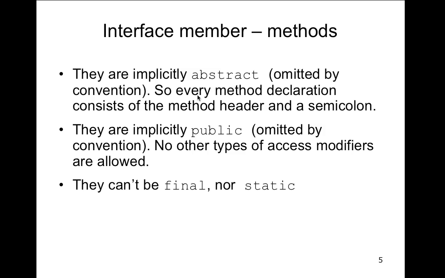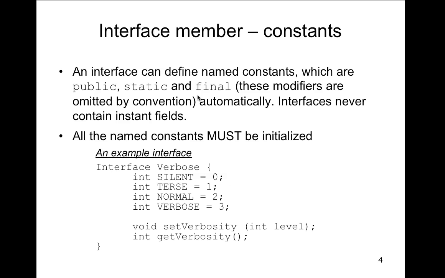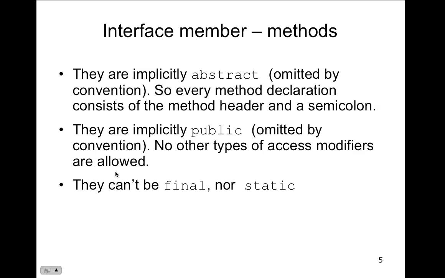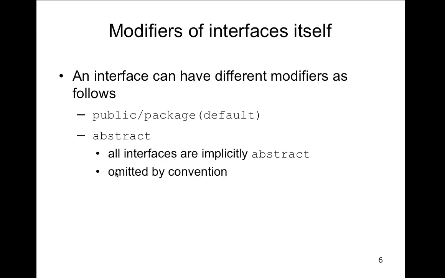They're implicitly abstract, but we omit the word abstract. So we never say abstract interface. It's kind of an assumption. And in some ways, the interface and the word abstract kind of go hand in hand. There are a lot of similarities between the two. They're also implicitly public, so we can omit that as well. In here, we just saw interface Verbose. We didn't see public. We didn't see abstract. Nothing of that nature. And they can be neither final nor static, because you're not really using anything outside of the interface. You're using it for inheritance reasons. You're implementing it. The modifiers for the interface itself can be public or abstract.